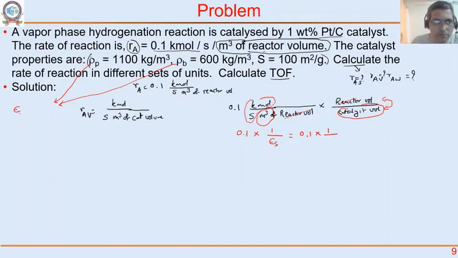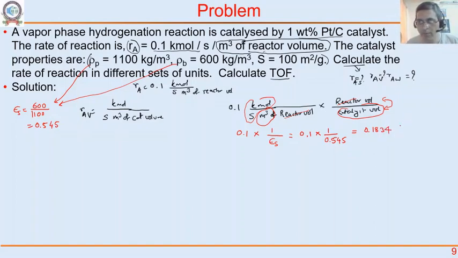So epsilon S would be rho B is 600 and rho P 1100. So this is 600 divided by 1100. Just do this, just make sure that you are getting the same answer. Epsilon S would be, that is 6 by 11, so I will just say 0.545. So this would be 0.1 divided by 0.545. How much is that? That's 0.1834.